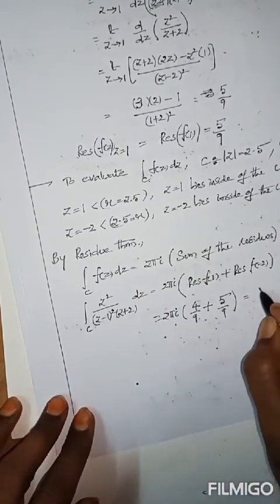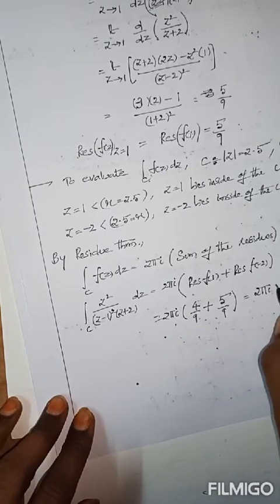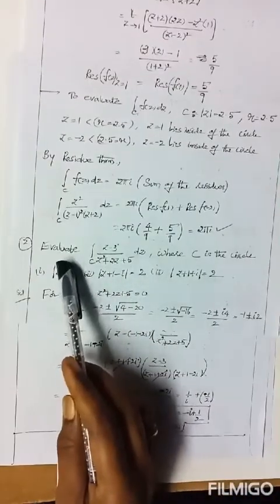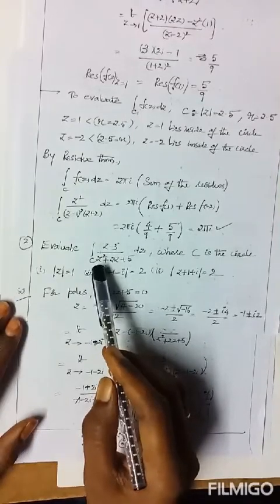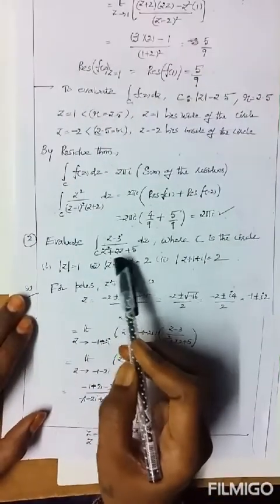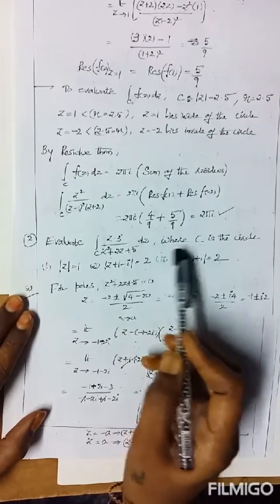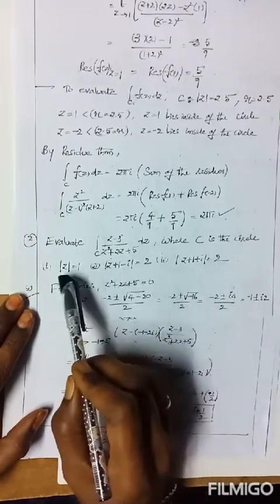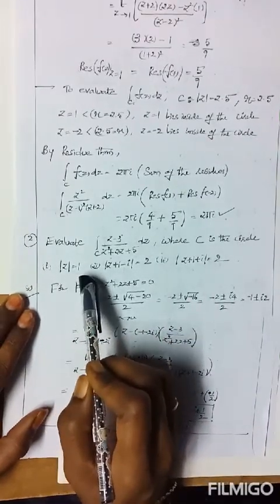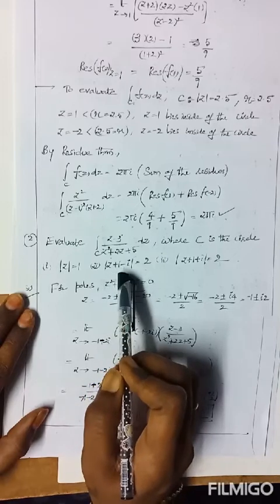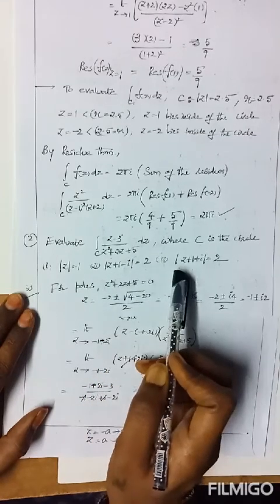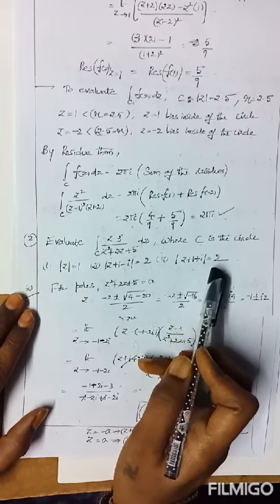That equal to 2 pi i is the result of the given integral. The second given question is: evaluate the integral over C of (z minus 3) by (z square plus 2z plus 5) dz, where C is the circle. First, modulus of z equal to 1. Second one is modulus of z minus i equals to 2. Third one is modulus of z plus 1 plus i equals to 2.